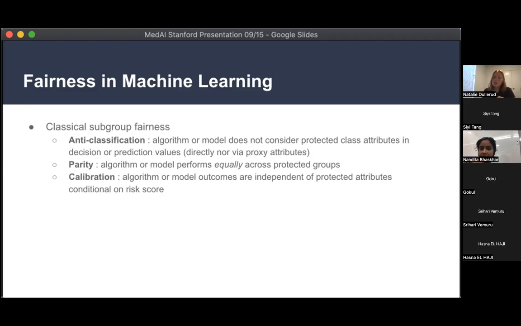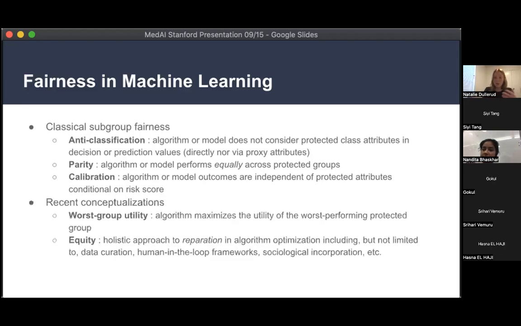Typically the actual quantification of the two latter metrics are performance gaps in classification. For example, if we're concerned about parity with respect to accuracy, we could look at the difference in average accuracy between subgroups. These subgroups are partitioned by the protected attribute. And this is largely what we'll follow in our work.